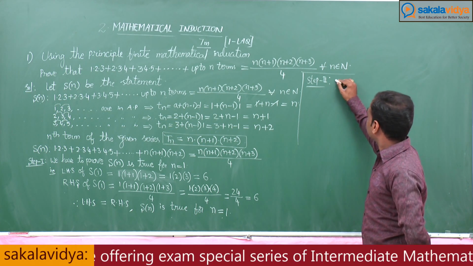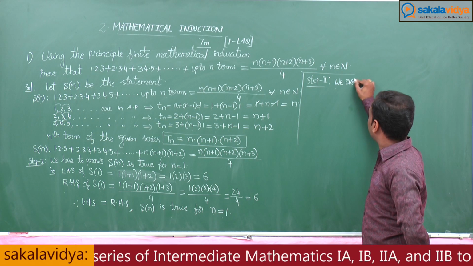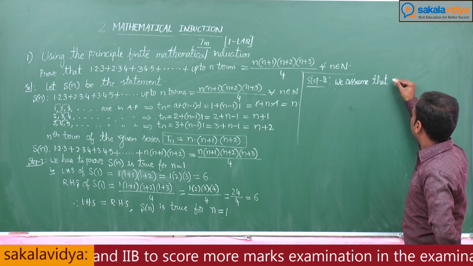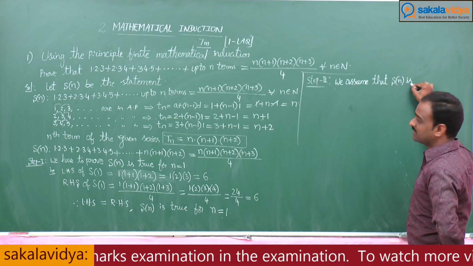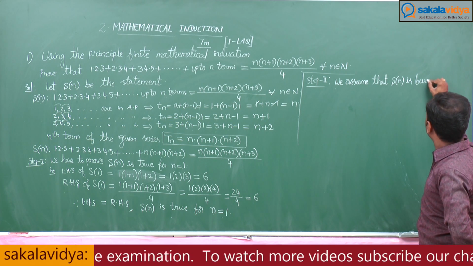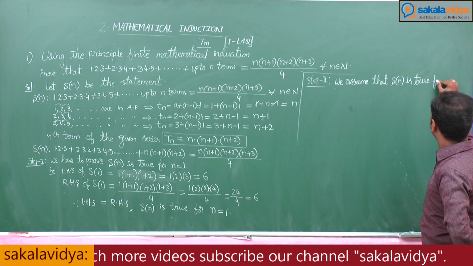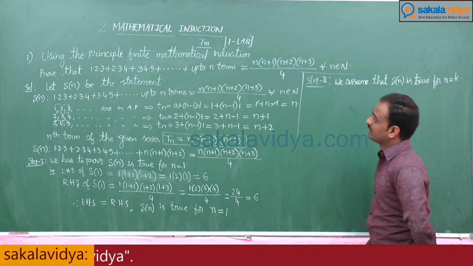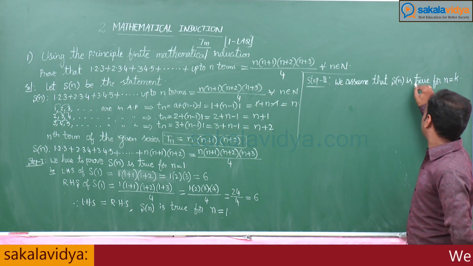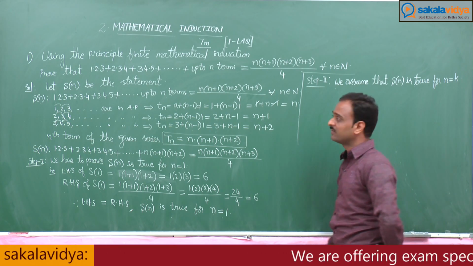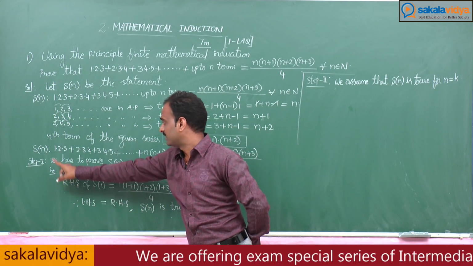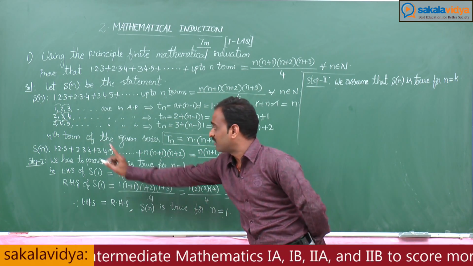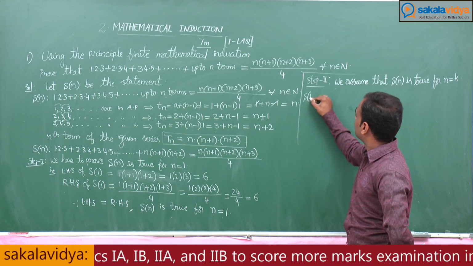Step 2, we assume that S of n is true for n is equal to k. So substituting n is equal to k on both sides of the given statement S of n, it implies S of k.